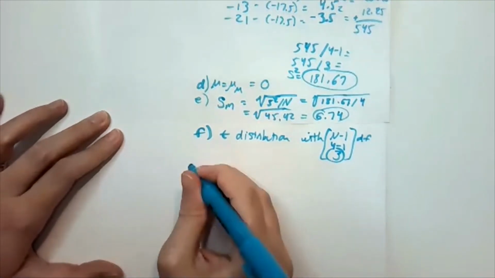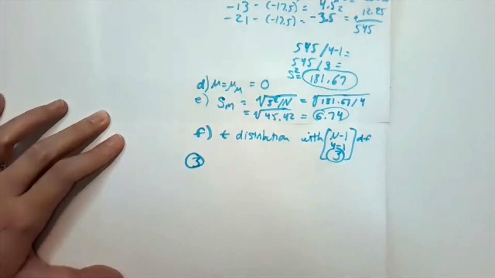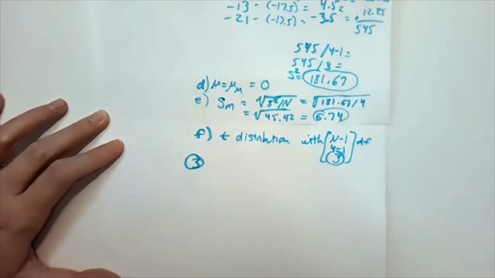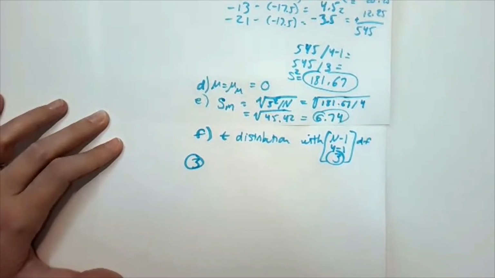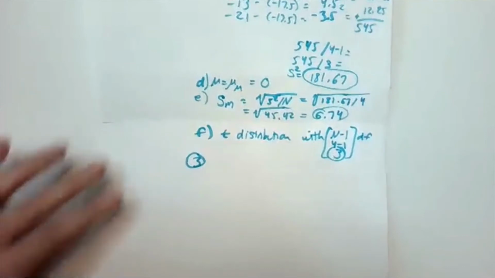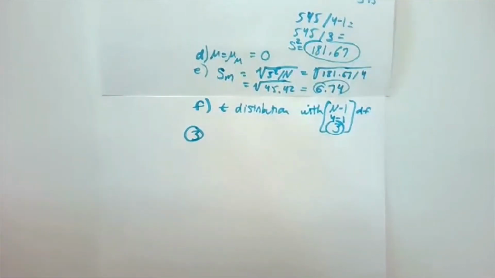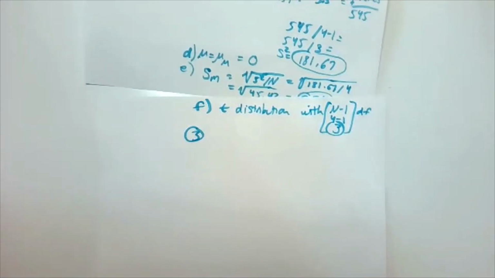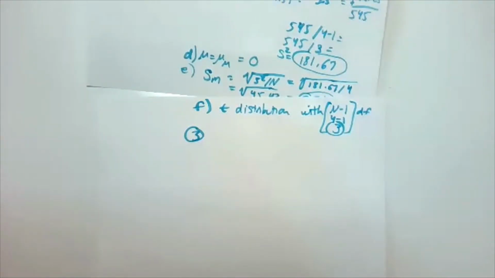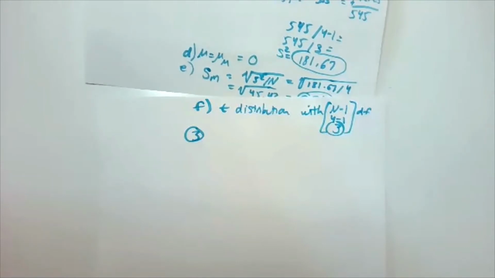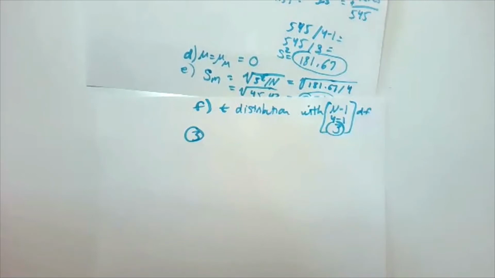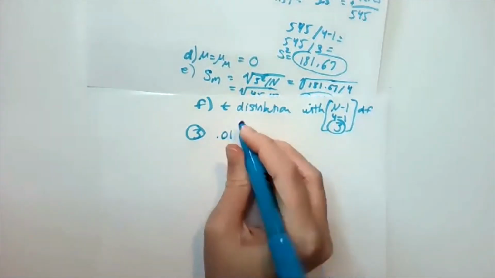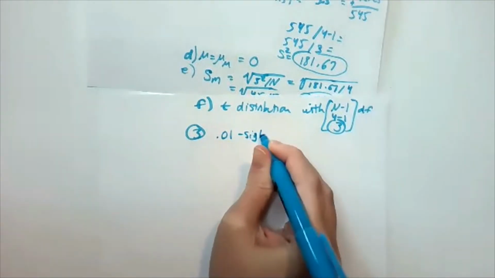So step 3 here is going to be to find our cutoff score. In our case, we're going to be using a value of 0.01 here. So let me pull up my t-table here. And so we want to look this up on our t-table. We have 0.01 as our significance value, or significance level.